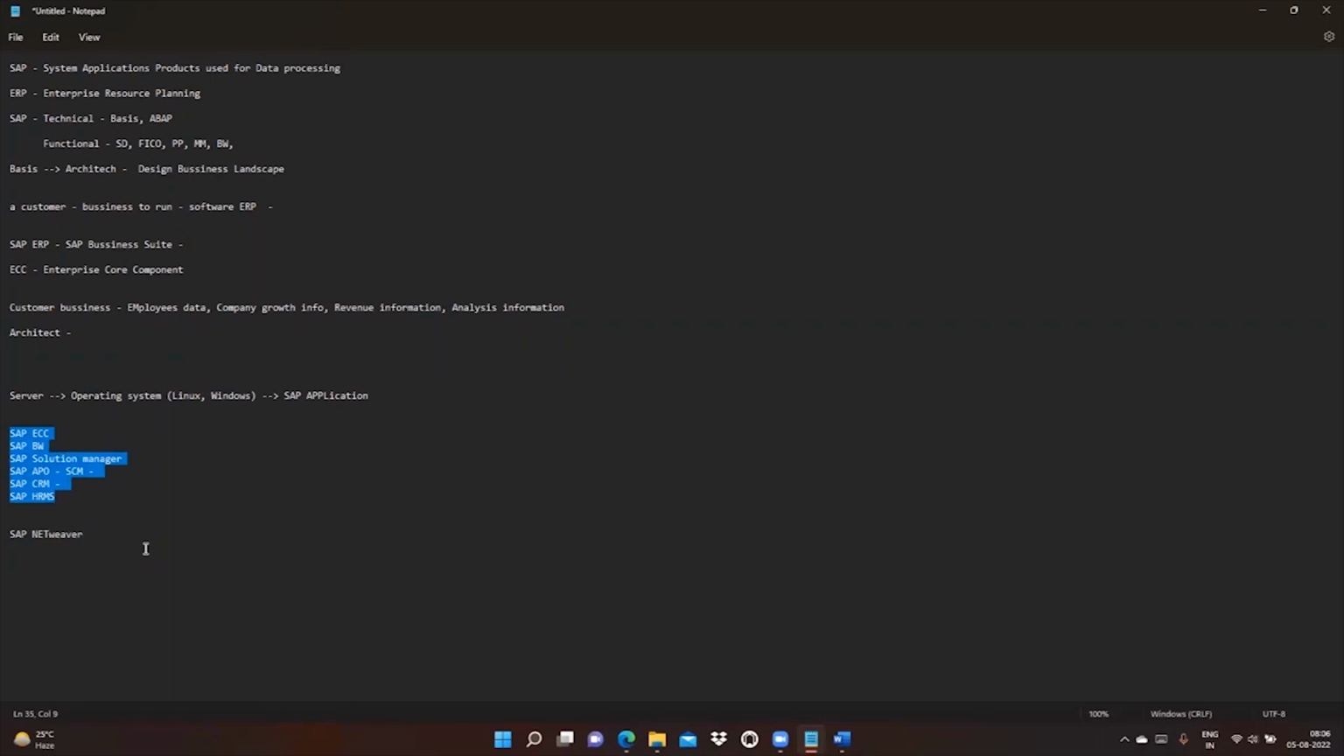Okay, so we were discussing the basic architecture over here, right? We'll have a server, on top of which we'll have an operating system, on top of which we'll have an SAP application. This SAP application will be connected to the database.